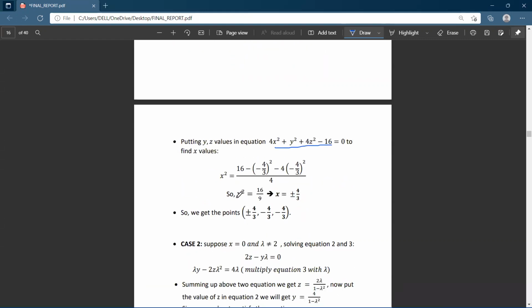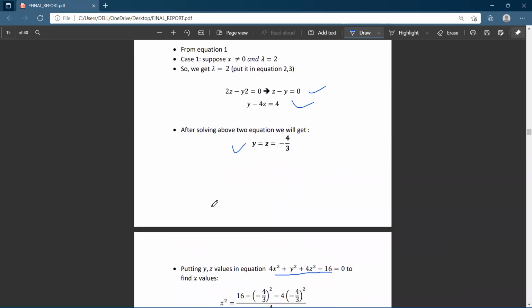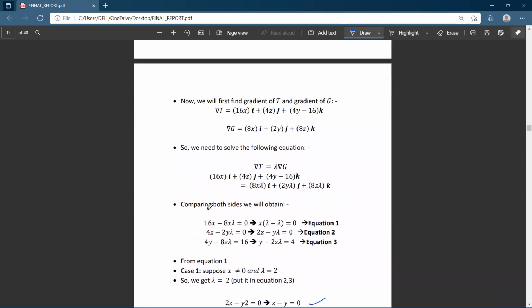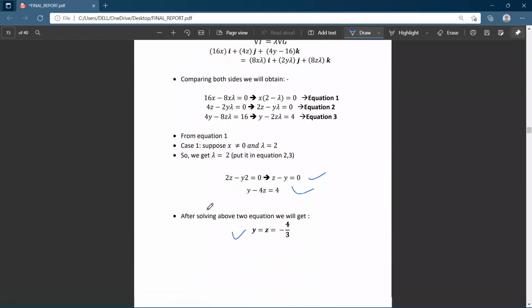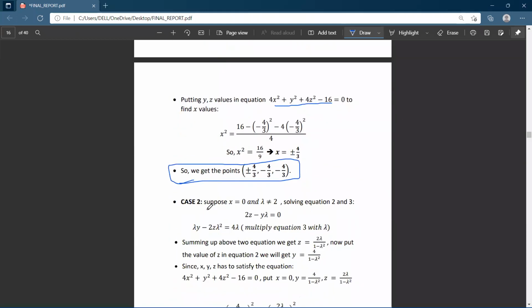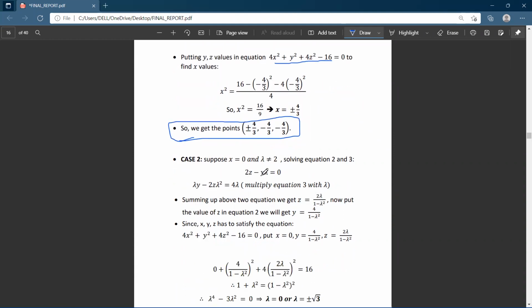By putting the y and z values, we will get x square as 16/9. So x will be plus or minus 4/3. So we get this solution for case 1, where x is not equal to 0 and lambda equal to 2. Now case 2: x equal to 0 and lambda not equal to 2.